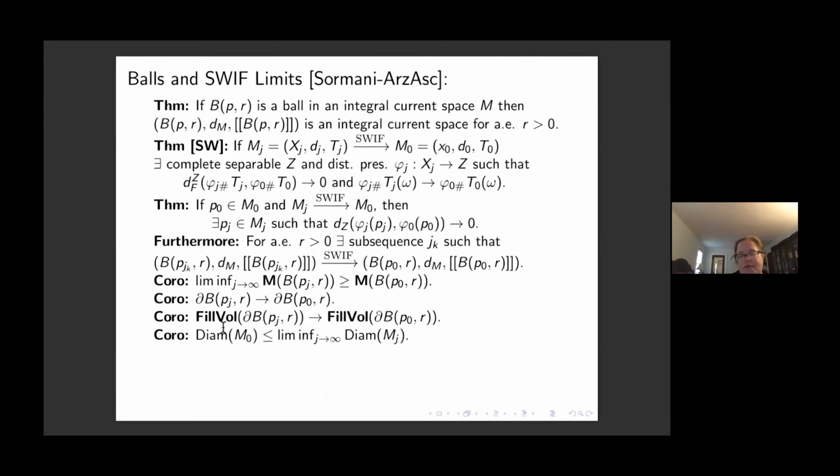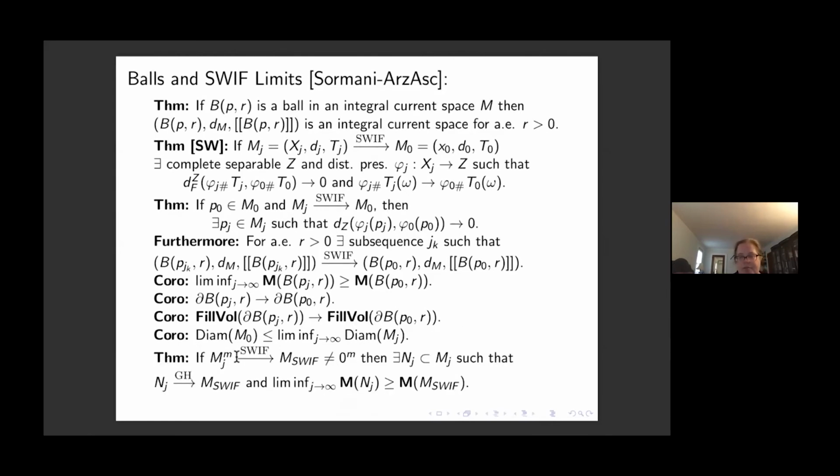The diameter of M0 is also less than or equal to the limit of the diameters of the MJs, which is also true for the balls, because we have these distances. It's possible there are points in the MJs that disappeared at the tips of wells. So these diameters could be significantly larger than the spinal diameter. There's only a limit.